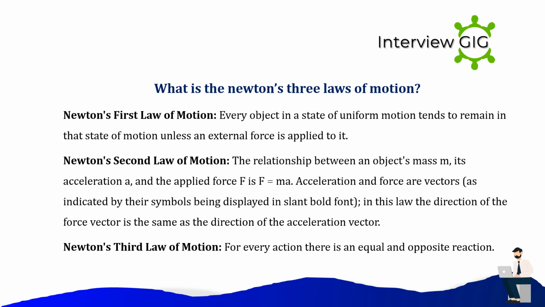What are Newton's three laws of motion? Newton's first law of motion: every object in a state of uniform motion tends to remain in that state of motion unless an external force is applied to it. Newton's second law of motion: the relationship between an object's mass m, its acceleration a, and the applied force F is F equals ma. Acceleration and force are vectors, as indicated by their symbols being displayed in slant bold font. In this law, the direction of the force vector is the same as the direction of the acceleration vector. Newton's third law of motion: for every action there is an equal and opposite reaction.